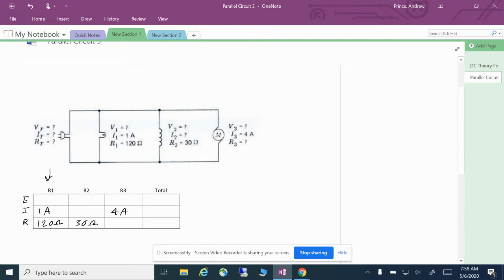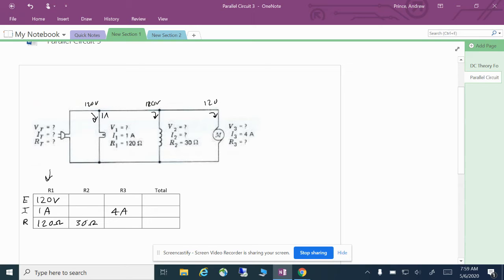So let's go ahead and do some observation here that 120 times 1 would be 120. So this is 120 volts. Now, we can just carry this value all the way across for the voltages here, because remember, the voltage across each individual resistor in a parallel circuit is going to be the same. So we're going to have 120 volts here, 120 here, and 120 here. We're just trying to figure out how much current is going down that path.